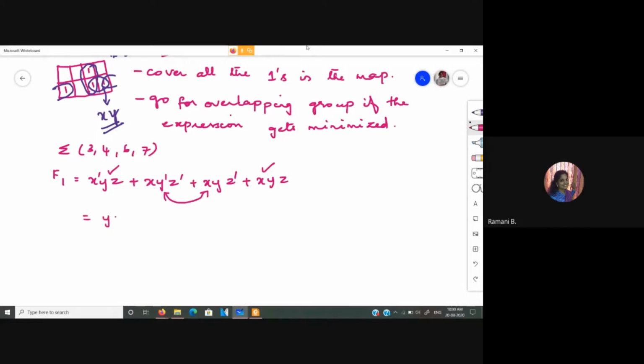Okay, so you have yz dot x bar plus x, and in this you have x z bar dot y bar plus y. So this is equal to 1, this is equal to 1. So our expression is yz plus xz bar.